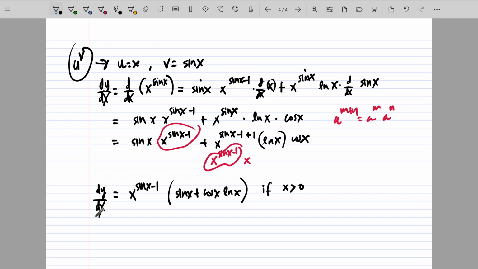Alright. So, yun lang for the derivative ng exponential function. So, I hope sundan nyo yung ating lecture.